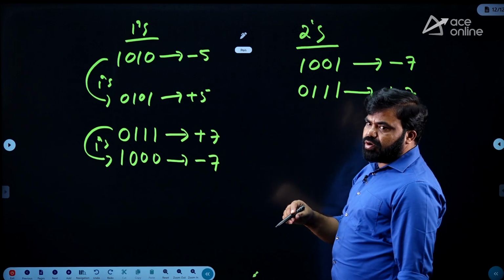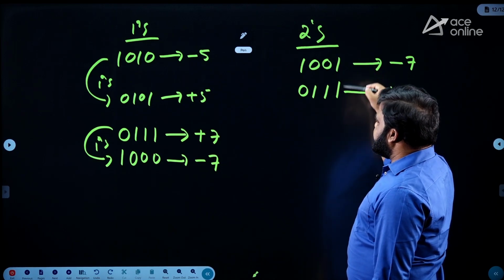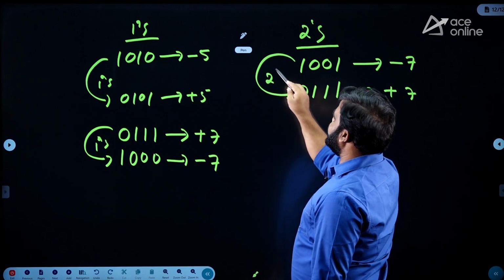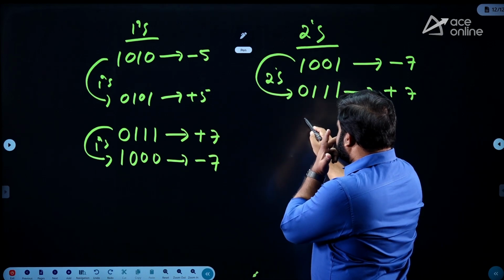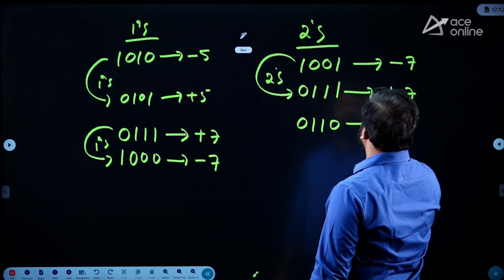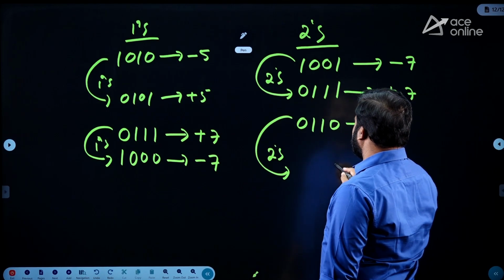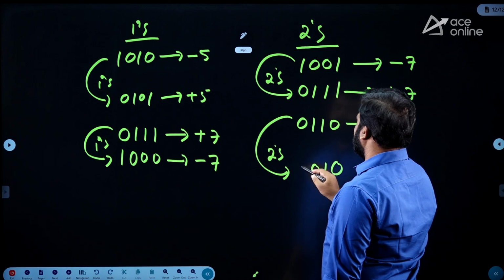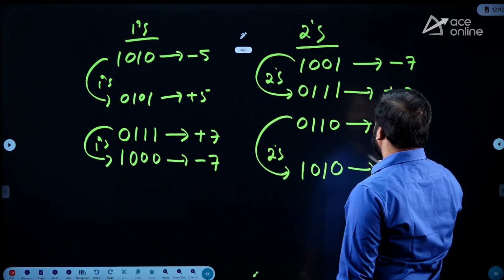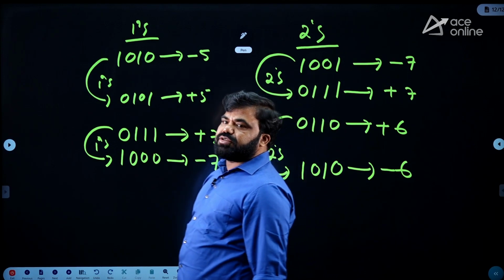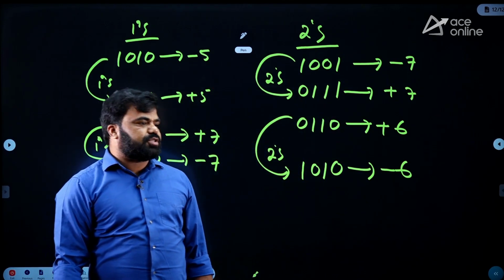How do we write the 2's complement? The LSB side up to the first non-zero bit stays as it is, and the remaining bits are complemented. That is the 2's complement. If 0 1 1 0 has decimal equivalent plus 6, and I take the 2's complement of this, we get 1 0 1 0. That is minus 8 plus 2, it is minus 6. Once again, it results in the same magnitude with opposite sign.